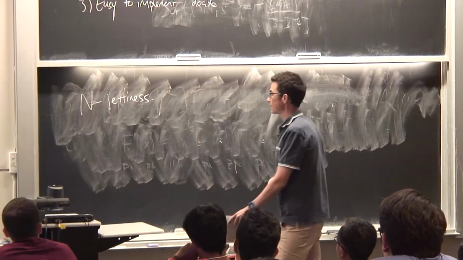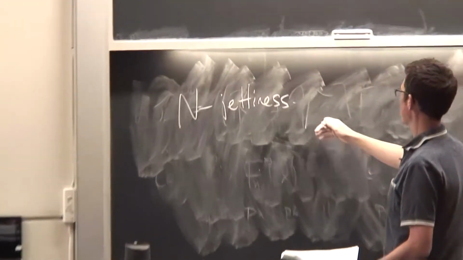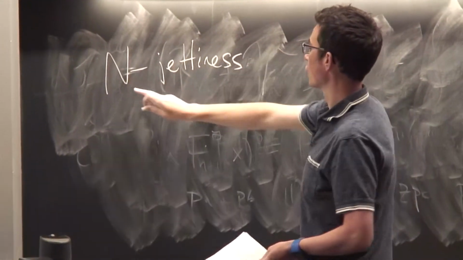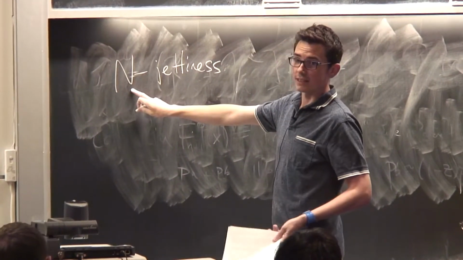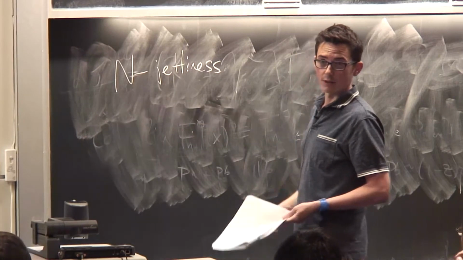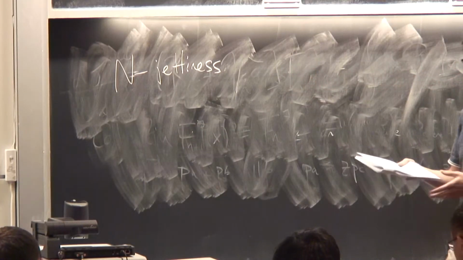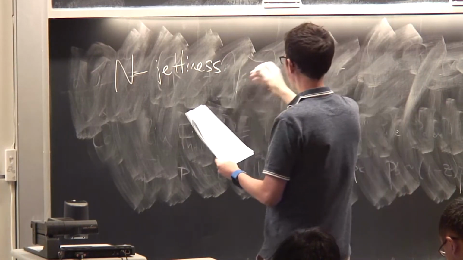What is N-jettiness? N-jettiness is an event-shape variable. So it's something which you calculate event by event. And as the user, you get to specify N. So you can look for things like 1-jettiness, 2-jettiness, 3-jettiness. And you can broadly think about it as how much like an N-jet event this topology is. Let me give you the definition.